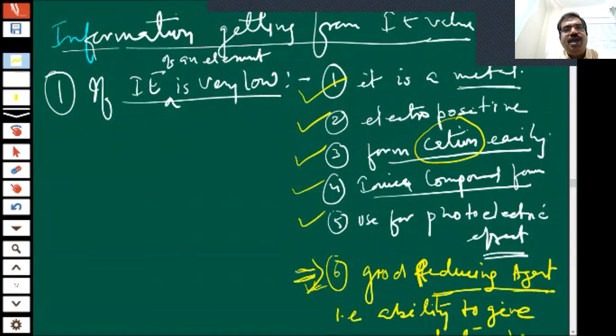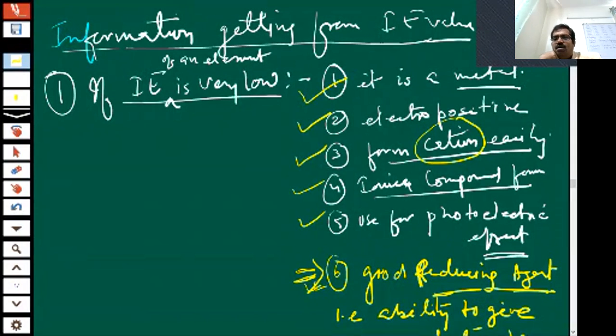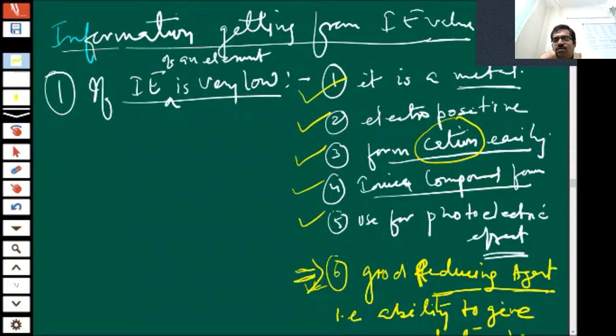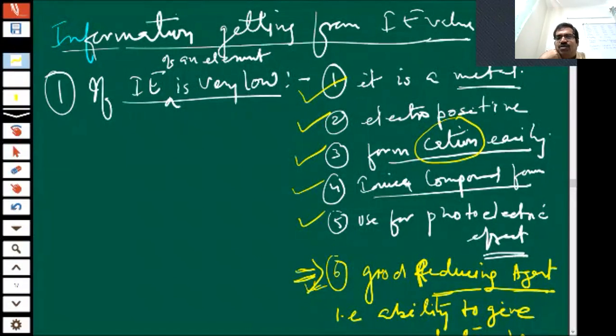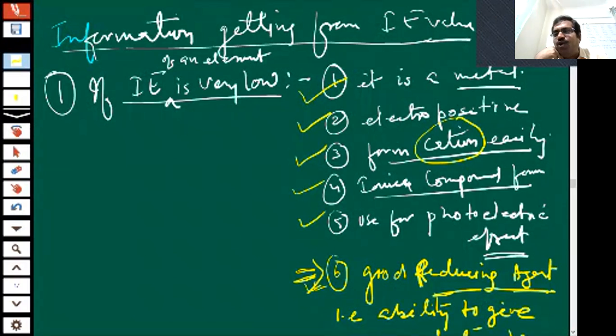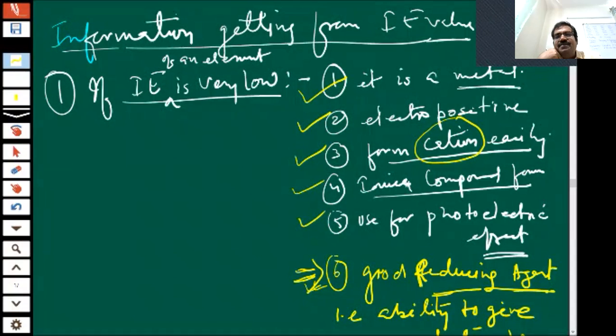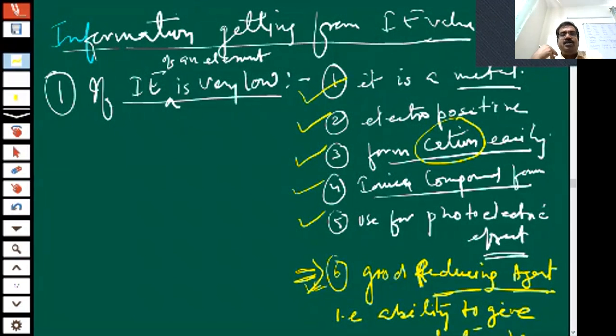Can you reverse the case? If ionization energy is very high, then what will happen? Non-metal, electronegative, cannot form cation, forms ionic compound, good oxidizing agent, and cannot be used for photoelectric effect. Isn't it? Very nice. Okay, right. Next. Now next point.